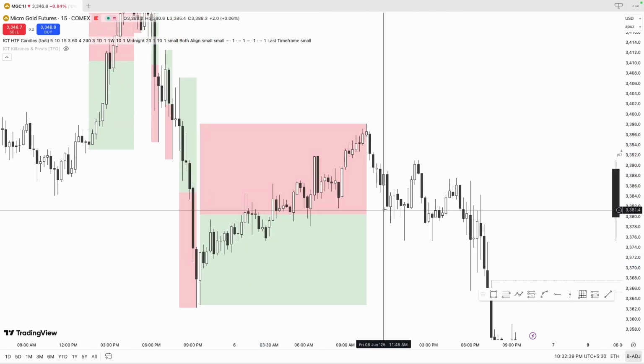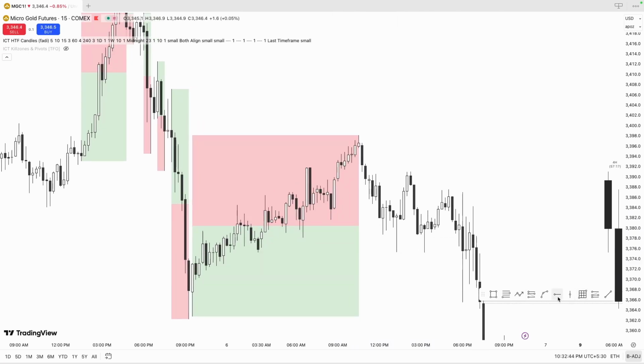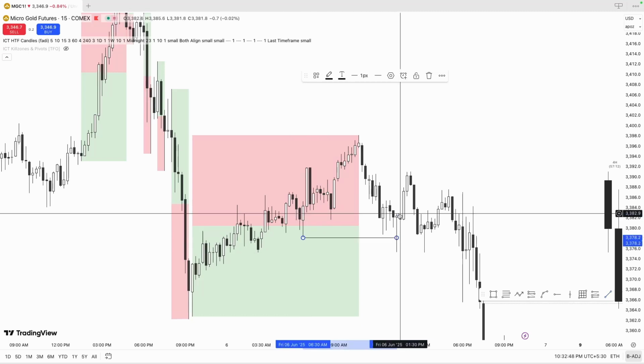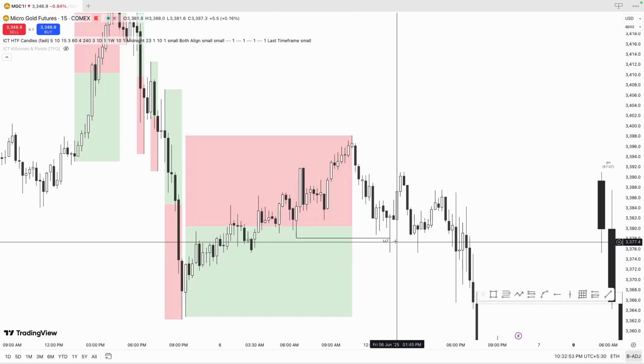Okay. So after here, the price comes till the equilibrium. So where is your logical liquidity target? It's right below the equilibrium point. So this low becomes your logical liquidity target. So you can target these lows. That's one key point.